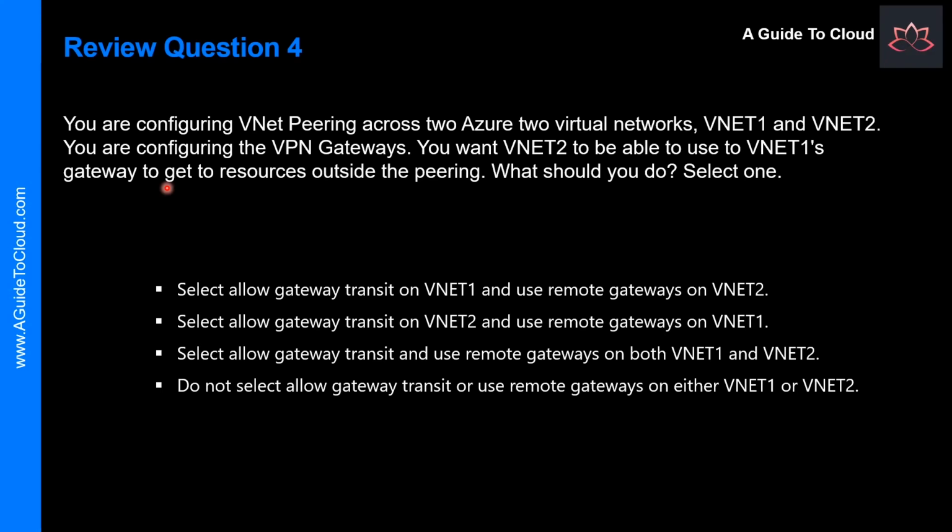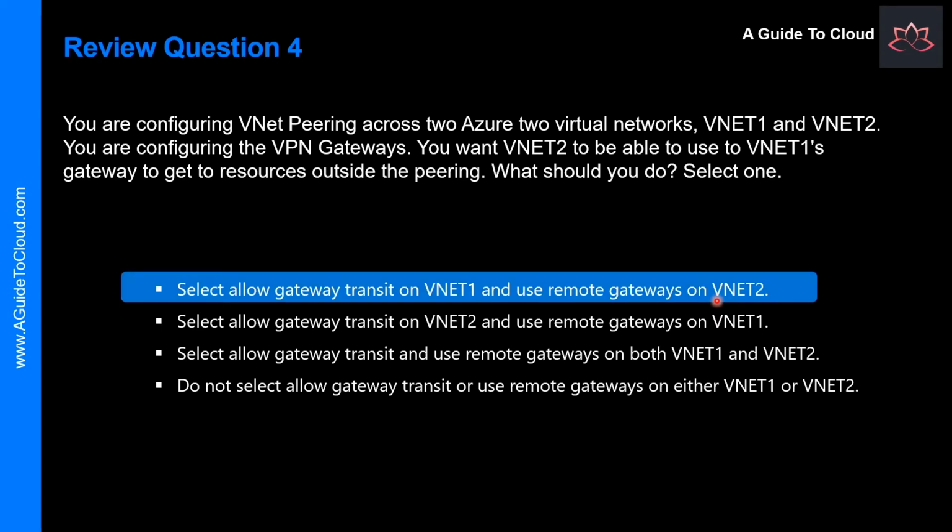So I'm going to read out the statements from below to see if that makes any sense. Do not select allow gateway transit or use remote gateways on either VNet 1 or VNet 2. Not the right answer. And we have select allow gateway transit on all three. Not right either. We just need to select allow gateway transit on VNet 1 and use remote gateways on VNet 2. So that is the correct answer. Select allow gateway transit on VNet 1 and use remote gateways on VNet 2. VNet 1 will allow VNet 2 to transit to external resources, and VNet 2 will expect to use a remote gateway.